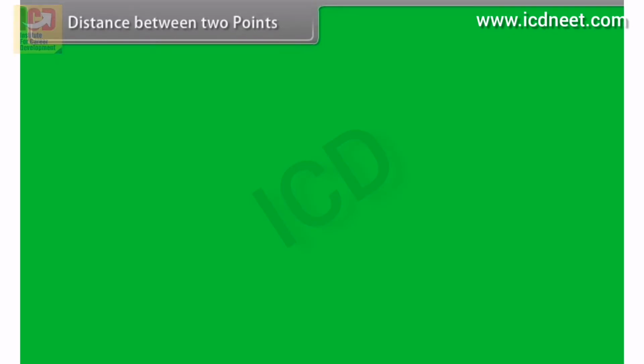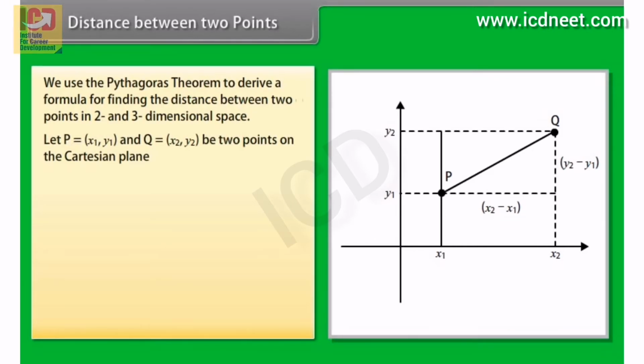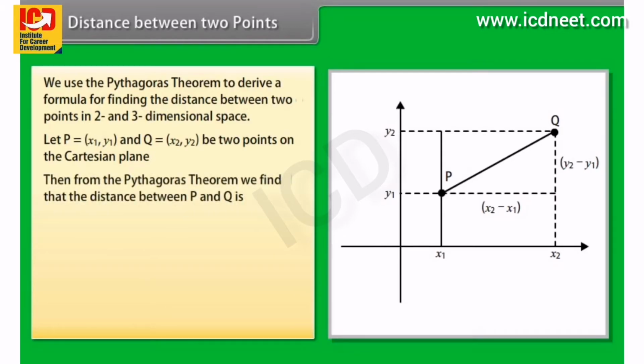Distance between two points. We use the Pythagoras theorem to derive a formula for finding the distance between two points in 2 and 3-dimensional space. Let P = (x1, y1) and Q = (x2, y2) be 2 points on the Cartesian plane as shown in the figure. Then from the Pythagoras theorem, we find that the distance between P and Q is PQ = square root of (x2 - x1)² + (y2 - y1)².